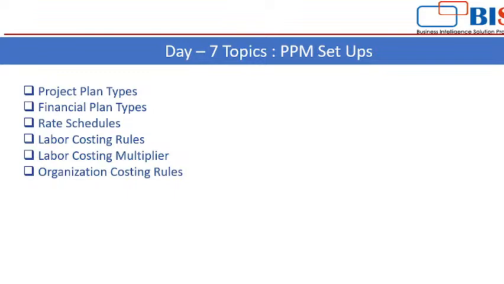Then we have seen what are the rate schedules. Whenever you assign any resource in the project, the rate for that resource will be picked from the task rate schedule. Then we have seen how to create the labor costing rules. Then we have seen how to assign the rate schedule and labor costing rules in the organization costing rules. So organization costing rule is the task where you have to associate your rate schedules and labor costing rules with your business unit.